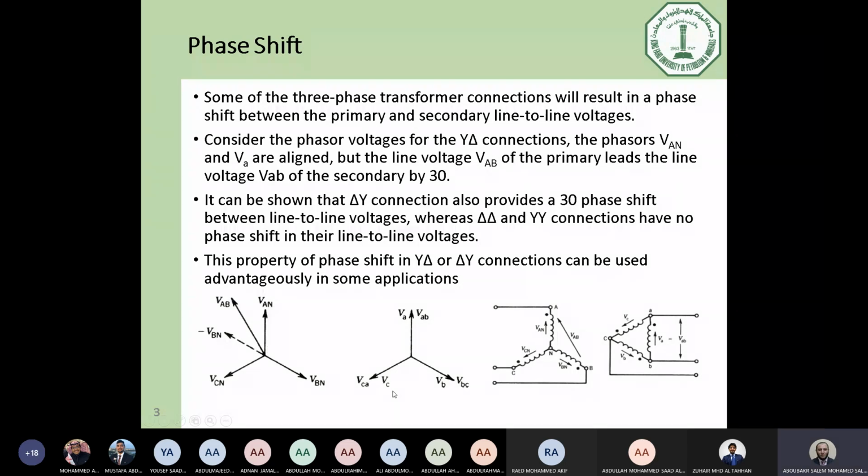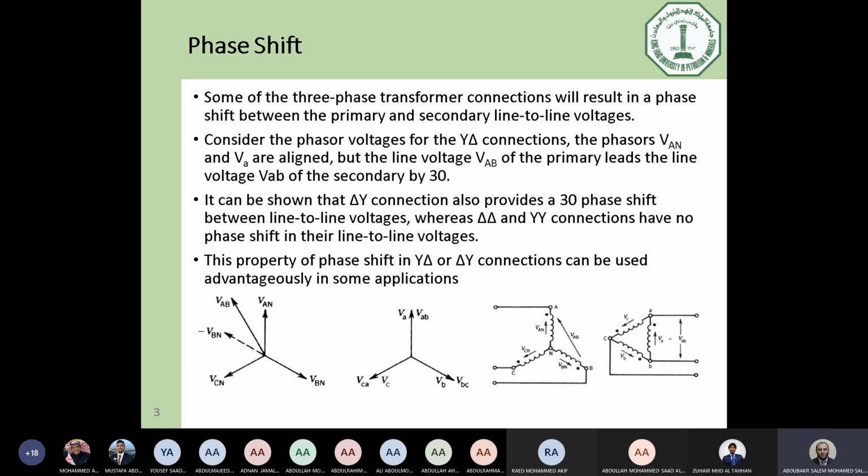In this case, you will find that the phase shift between VAB of delta connection and VAB of star connection is 30 degrees now. So if you have different connection between primary and secondary, different connection meaning Y-delta or delta-Y, you will always have a phase shift between the two coupled voltages of 30 degrees. And this is very important and used a lot in many applications.